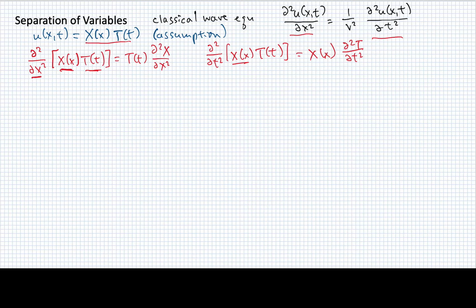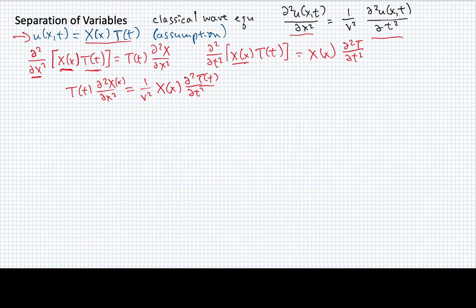All right, so now when I substitute these things into the classical wave equation, what I'll end up with is something that looks like this. I'll have T of t, d squared X, d little x squared, equal to 1 over v squared, big X, d squared T, dt squared. And I guess I should probably indicate that this is a function of t and this is a function of x.